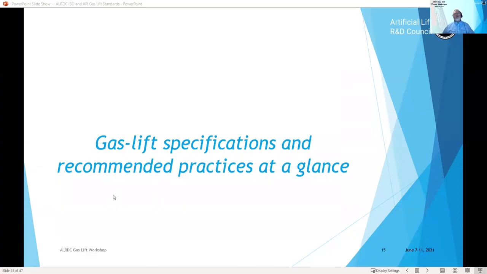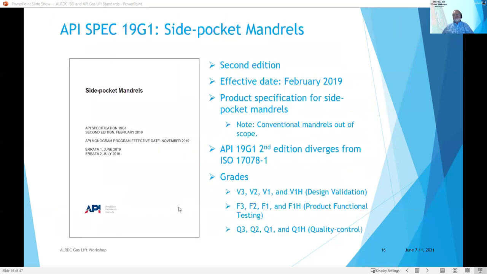So let's talk now about gas lift specifications and recommended practices, and this will be a glance. The side pocket mandrel specification, API 19G1, is currently in its 2nd edition. The effective date is February 2019. It's a product specification for side pocket mandrels. Conventional mandrels are not included in the scope of this.